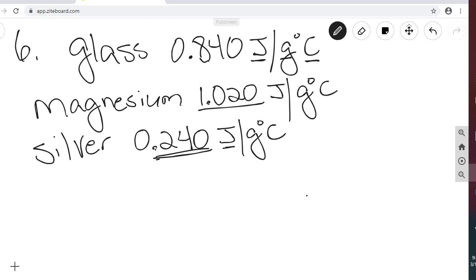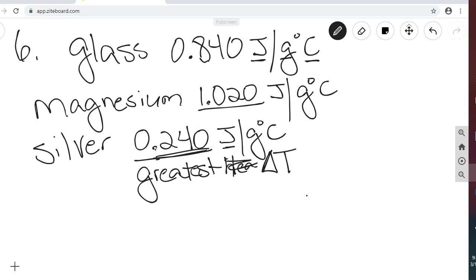So if you apply the same amount of energy to each of these, the one with the lowest heat capacity will have the greatest change in temperature. In other words, the lower the heat capacity, the easier it is to heat up that substance. So this will have the greatest change in temperature. And conversely, the one that has the highest heat capacity will have the least change in temperature, so least delta T, change in temperature.